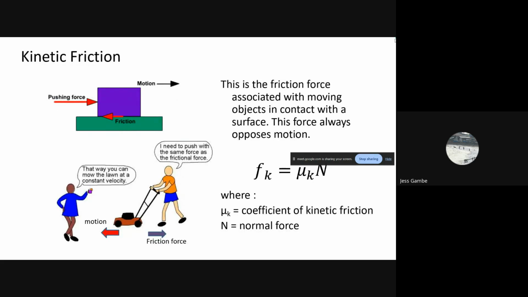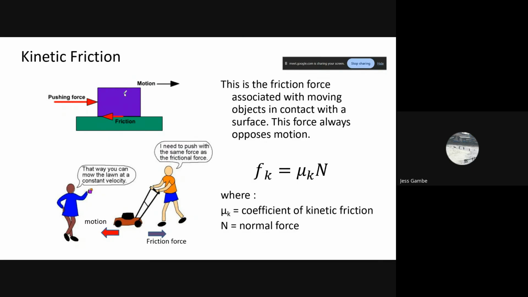So kinetic friction, its force is associated with moving objects on a surface. Like for example, in the upper figure, the block is being pushed. So its motion goes in the same direction as the pushing force. Since the surface has friction, it behaves so that it goes against the pushing force. Okay.